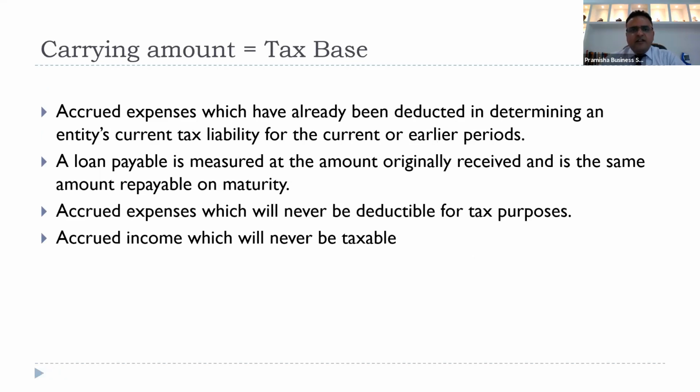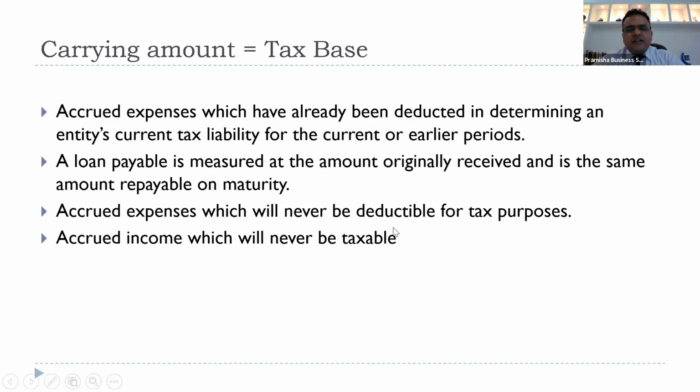These are the areas where carrying amount is equivalent to tax base. Accrued expenses which have already been deducted in determining an entity's current tax liability for the current or earlier periods: if they've already been deducted, there is no chance of deduction in future, which means carrying amount is equal to tax base, no DTA, no DTL. A loan payable is measured at the amount originally received and is the same amount repayable on maturity. No amount is available for deduction. The tax base of this liability will always be the same, no DTA, no DTL.